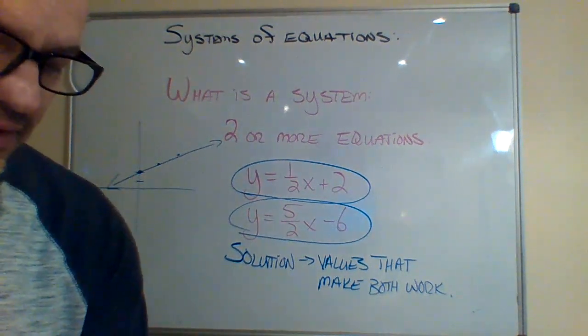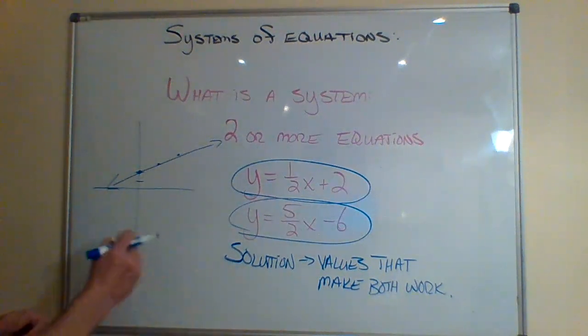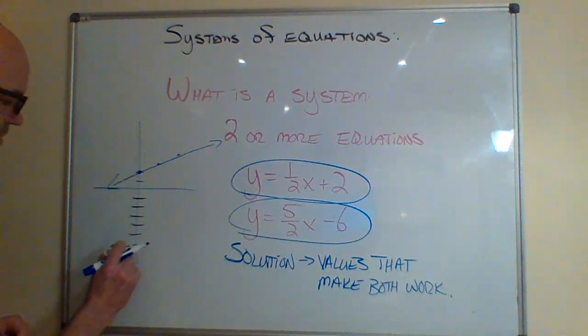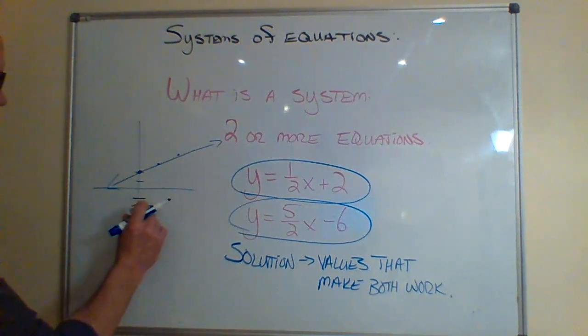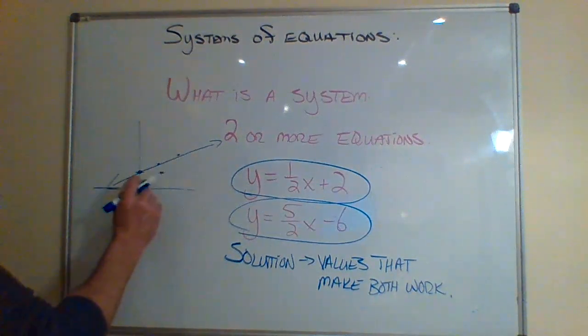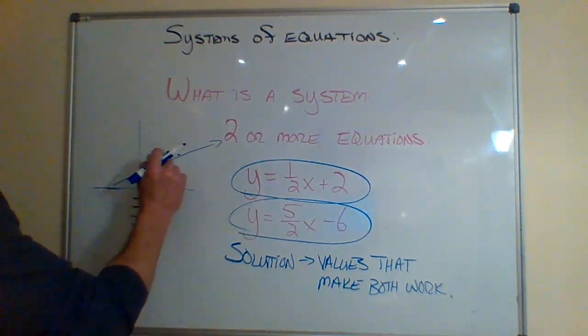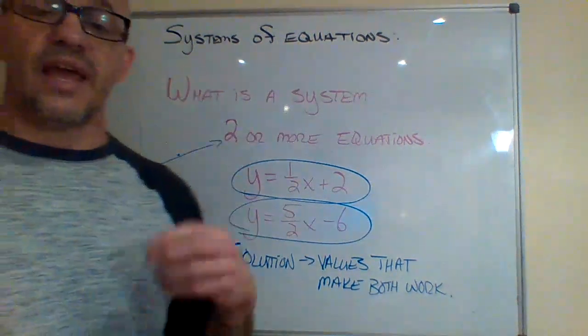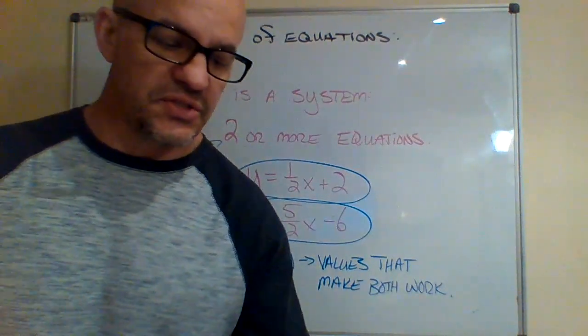If I were to graph the 5/2 x minus 6, go down here to 0, -6. I would go up 5 over 2, up 5 over 2, and keep doing that. 1, 2, 3, 4, 5 over 2. What I'm going to find out is that they eventually will cross. The point at which they intersect, that is your solution set.